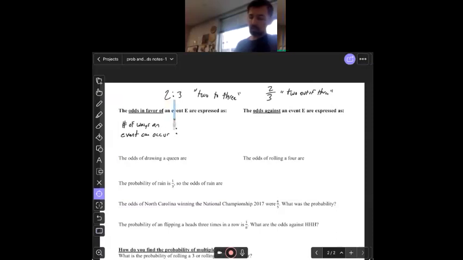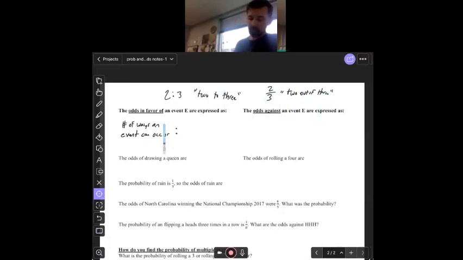So when we use a colon, we're saying 2 to 3, or whatever, 17 to 20 or whatever. So we use the word "to" when we use the colon. When we write it as a fraction, it's 2 out of 3. This would be more of a probability way of saying it. This would be the odds way of saying it.